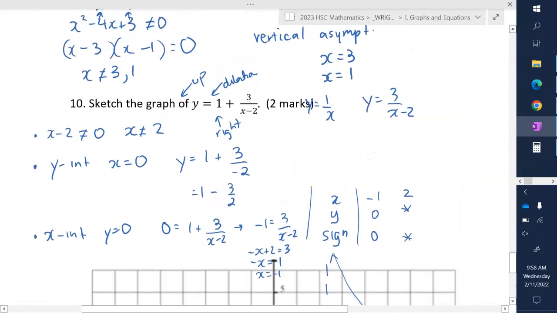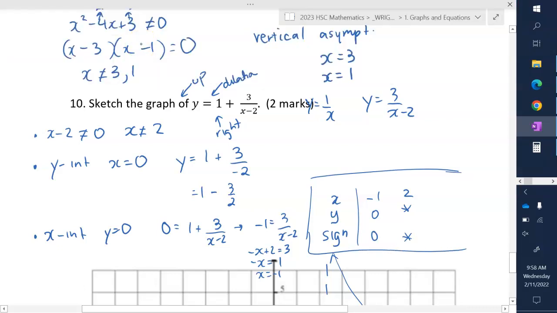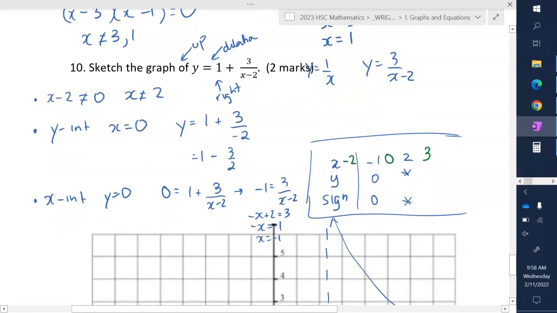But again, the sign of the value. If you had done that sign of the value, and let's grab another colour, that would have also helped you out. We would have looked at values either side of here. So we would have popped in a 0. We would have also popped in, say, 3, and we would have popped in -2. We would have got a positive, a negative, and a positive. But you get the idea of where we're at. So you need to look at all those things.